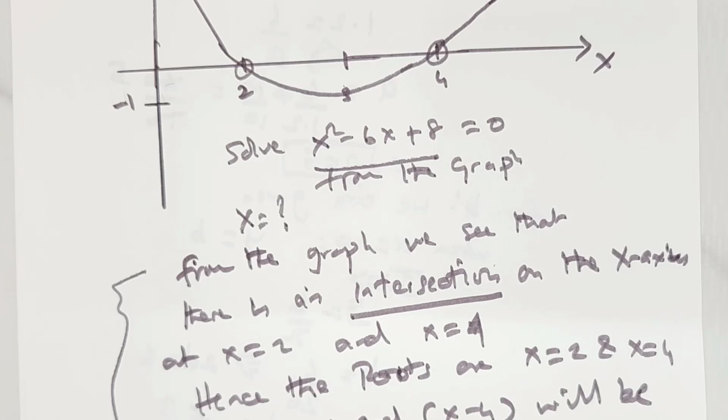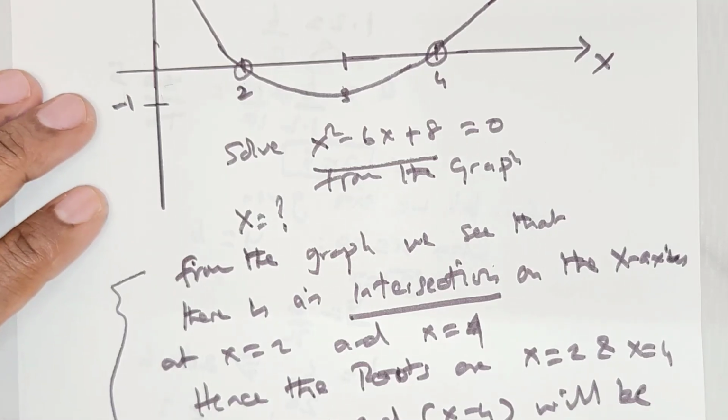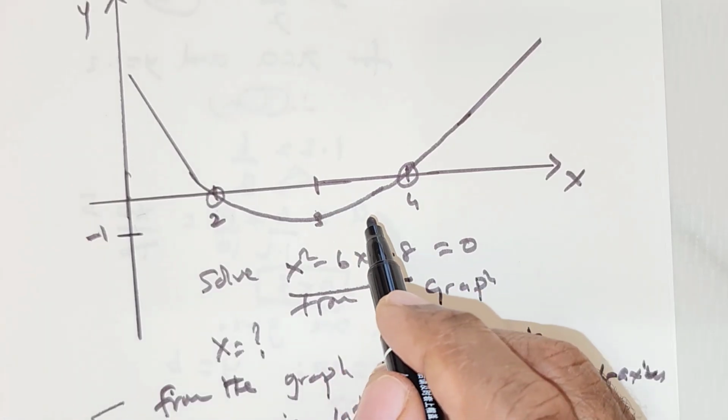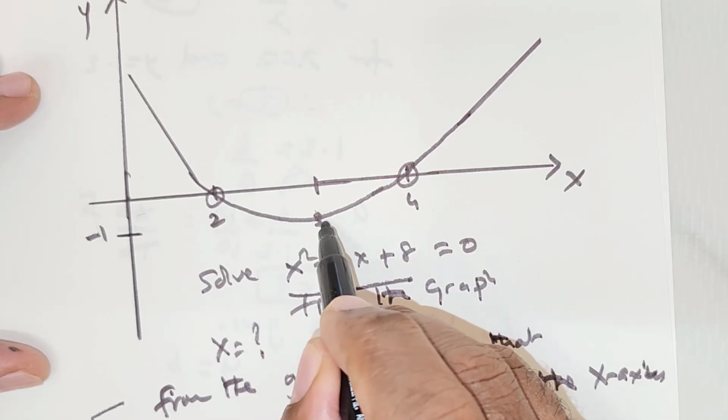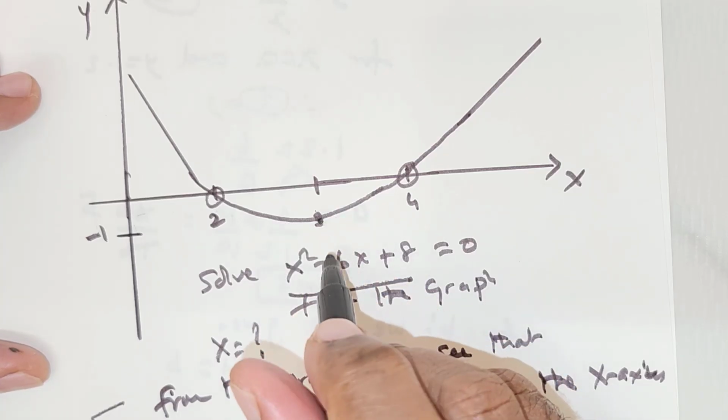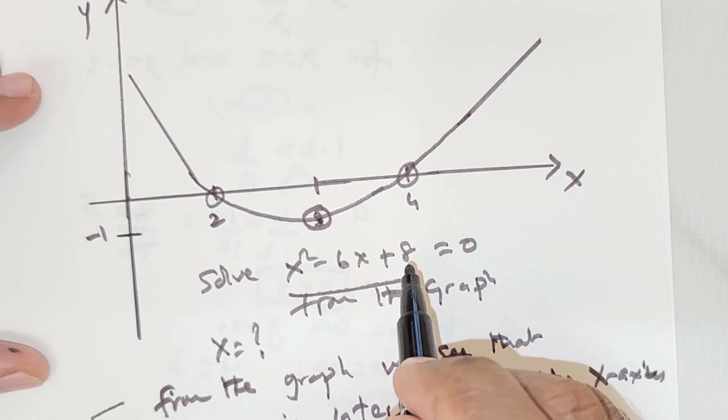Now there is the next thing that you will have to know. What is it? What is the next question? Write down the minimum point. So what is the minimum point? Now you see this bend that you see here, this is going to be the minimum point. Okay, this is the point of minimum.